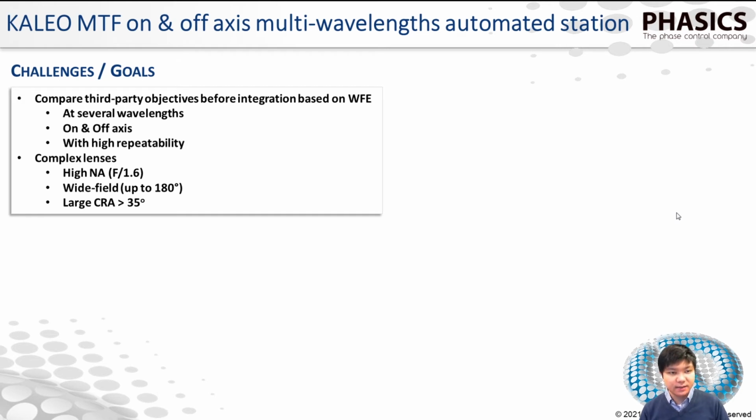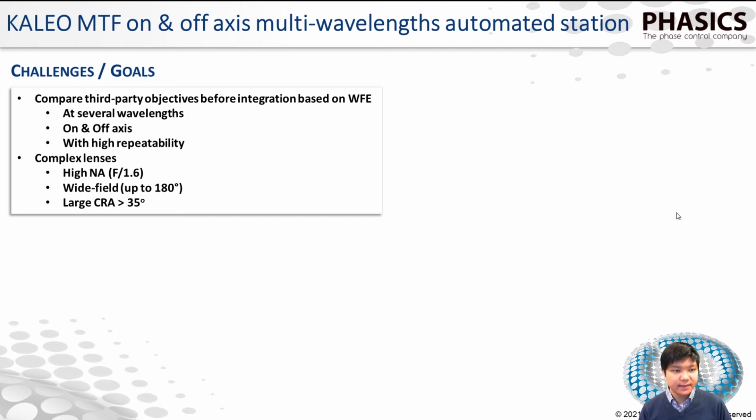But you also need to be sure that the image has the same quality in the middle of the sensor, so in the middle of the image, or on the edges of the image. So you need to make some verification on and off axis. But you also need really high precision and really high repeatability in order to separate a good and a bad lens at this level of quality.